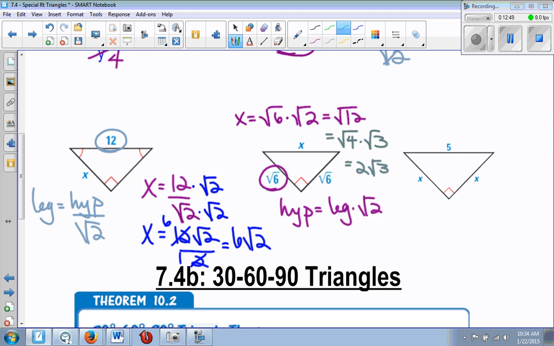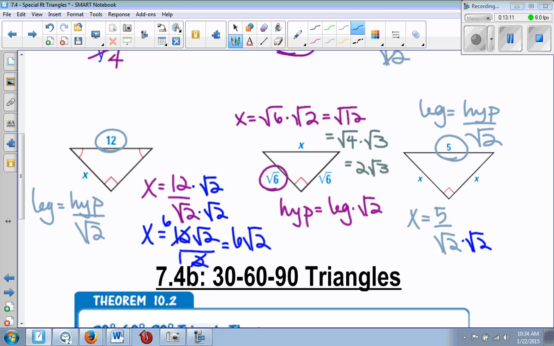In the last one here, you're going to realize that that is the hypotenuse. If you want to know a leg, you're going to take the hypotenuse and divide by root 2. So x is going to be hypotenuse divided by root 2. If you want to solve now, we have to simplify the denominator. So we're going to multiply by root 2, top and bottom. And I end up with a final answer of 5 square root of 2 all over 2.